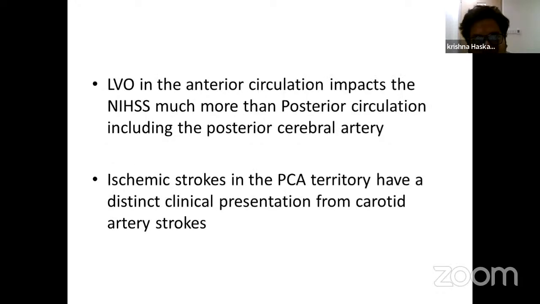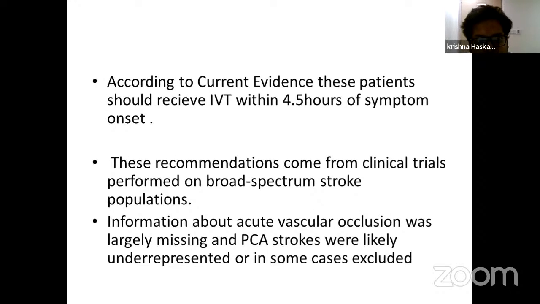So LVO in the anterior circulation impacts the NHS more than posterior circulation, and ischemic strokes in the PCA territory have a distinct clinical presentation from carotid artery strokes. As we all know, current evidence is that IVT can be given within 4.5 hours of symptom onset, and these recommendations come from clinical trials performed on a broad spectrum of the stroke population. However, acute vascular occlusion of the PCA was underrepresented in many cases and excluded in some.